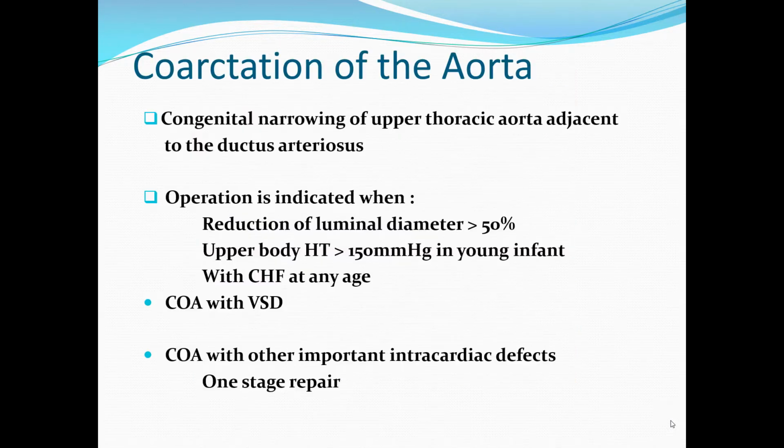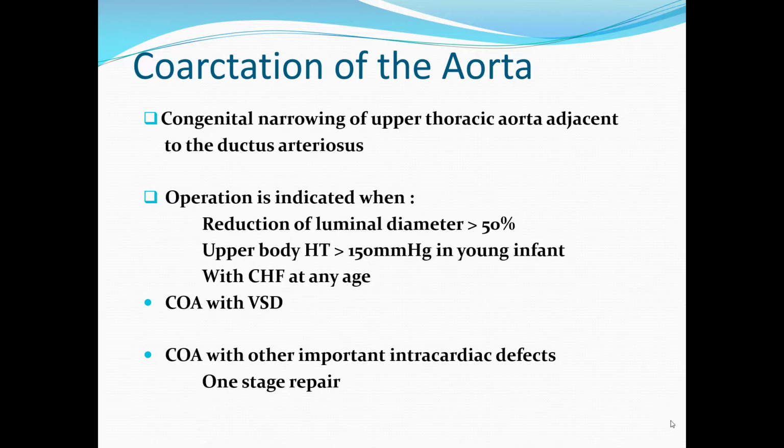Coarctation of the aorta. There is a congenital narrowing of the upper thoracic aorta adjacent to the ductus arteriosus. Operation is indicated when the reduction of luminal diameter is more than 50%, upper body hypertension more than 150 millimeters of mercury, and in a young infant with congestive heart failure at any age.